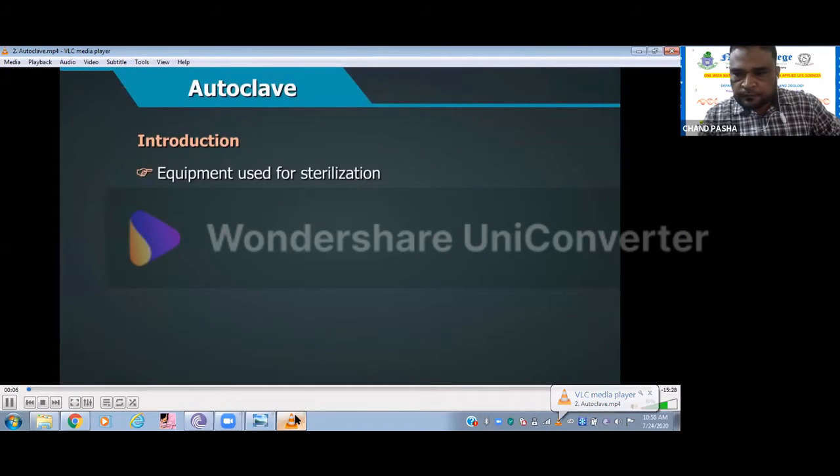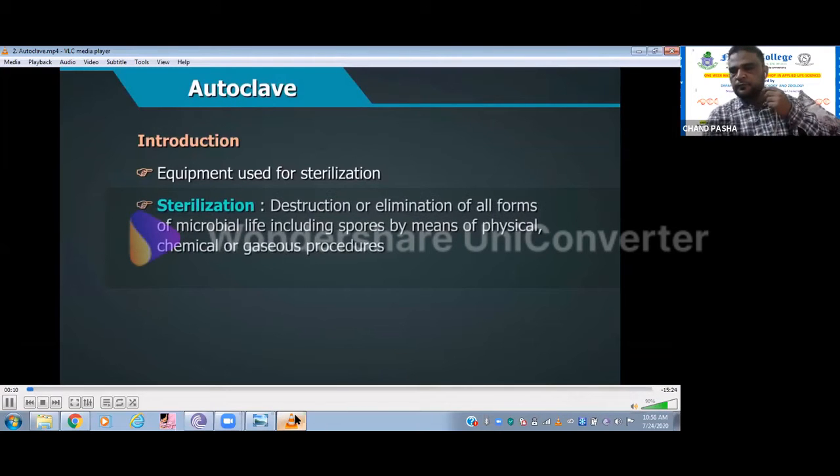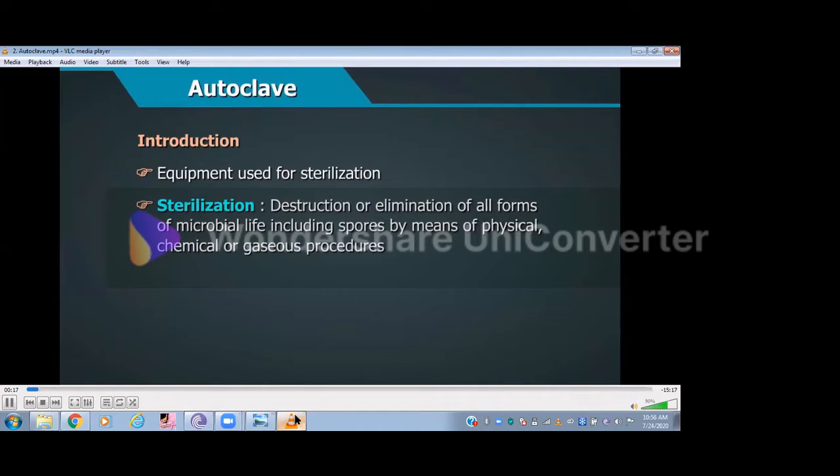Introduction. The autoclave is an equipment used for sterilization. The word sterilization means the destruction or elimination of all forms of microbial life, including spores present on inanimate objects by means of physical, chemical, or gaseous procedures.